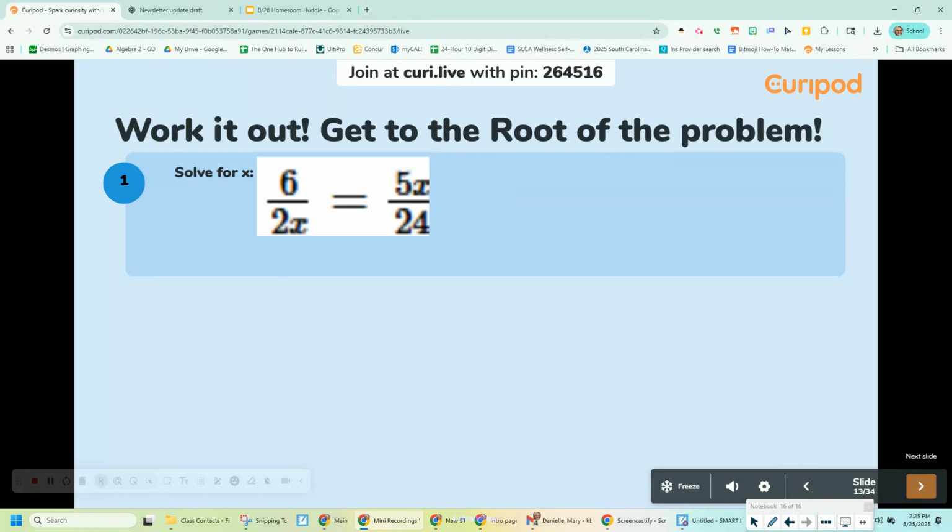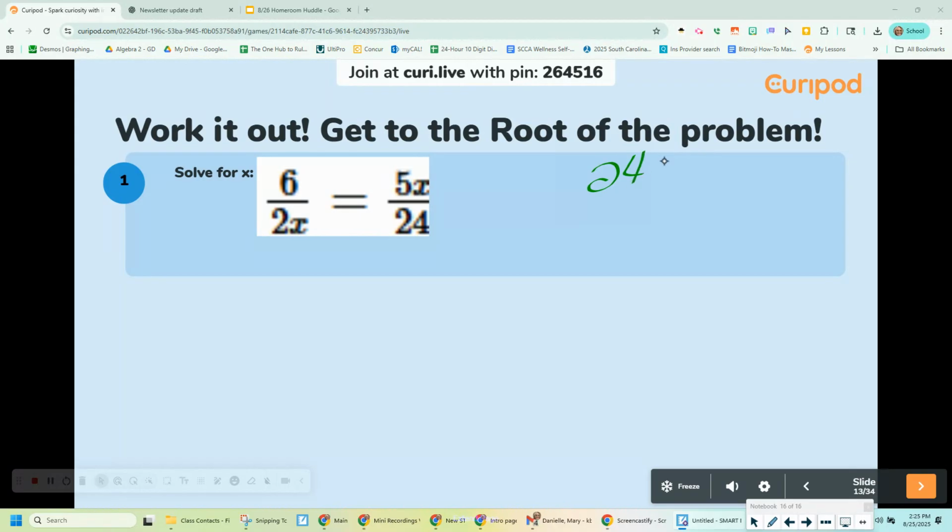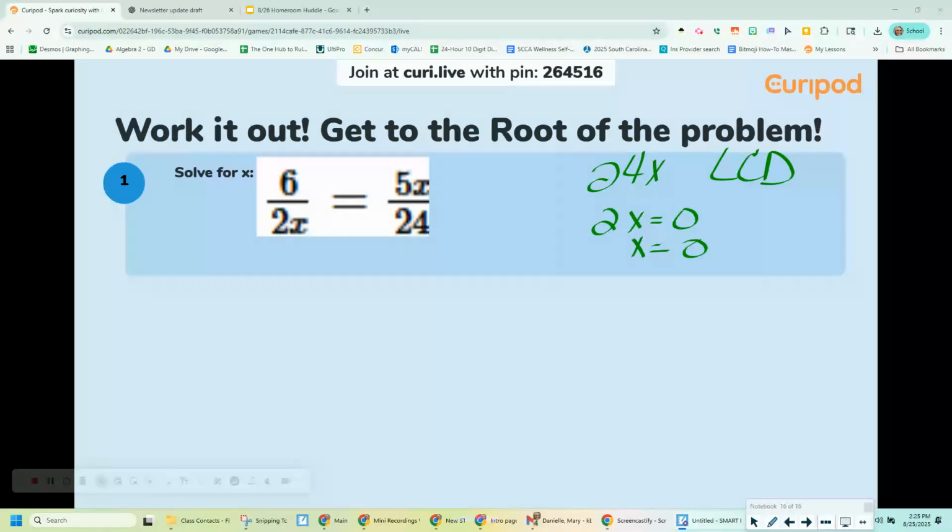Okay. Now let's get to a little bit different of a problem here. It doesn't look as complicated. We have 2x and 24 in the denominator. So my least common denominator is going to be 24x. 24x is my least common denominator. Let's check though for those, set them both equal to 0, so x cannot equal 0 here. Okay, x cannot equal 0.